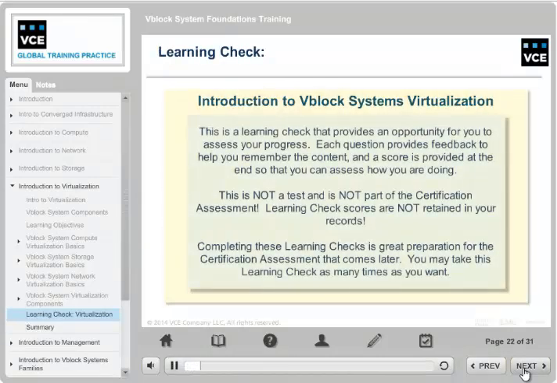This is a learning check that provides an opportunity for you to assess your progress. Each question provides feedback to help you remember the content, and a score is provided at the end so you can assess how you are doing. This is not a test and is not part of the certification assessment. Learning check scores are not retained in your records. However, completing these learning checks is great preparation for the certification assessment that comes later. You may take this learning check as many times as you want. Click Next to get started.